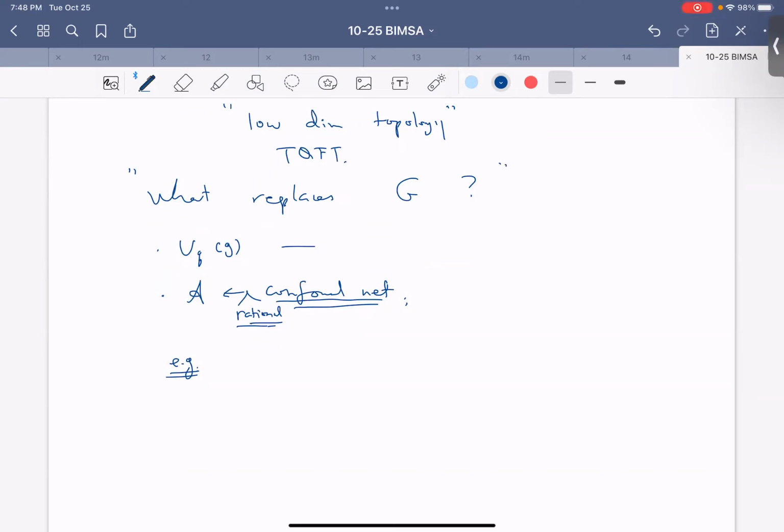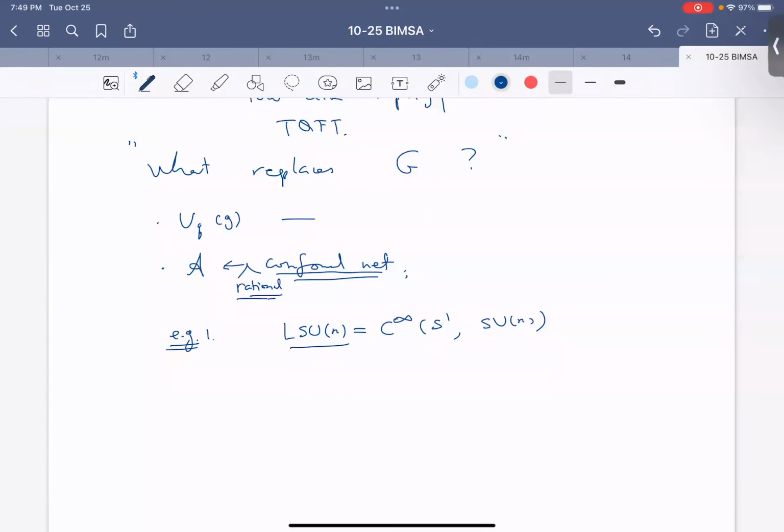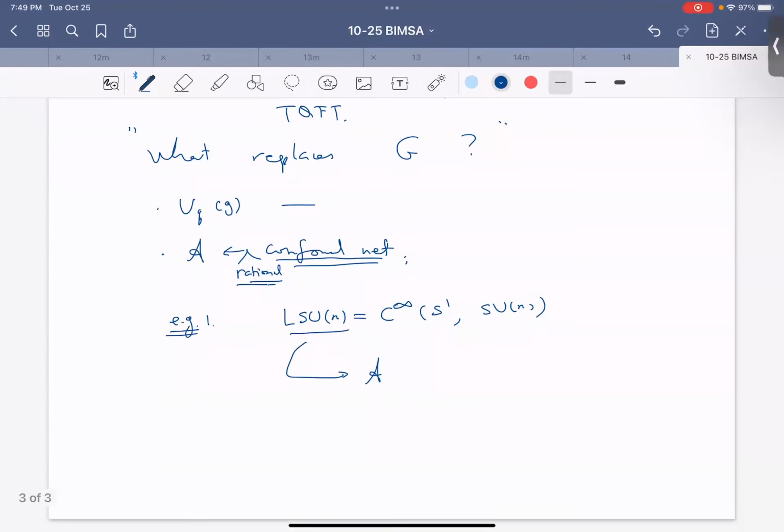Well, let's take a very simple example. Let's consider what's called a loop group L, let's say LSU(N). These are the space of smooth loops with values in SU(N), the Lie group, and this loop group has a very interesting class of representations called positive energy representations. From these positive energy representations, you can produce a conformal net. It turns out that for this conformal net, the irreducible representations of the conformal net are in one-to-one correspondence with those positive energy representations at some fixed level k. So maybe I'll write A_SU(N)_k. So this is a rich source of conformal nets.